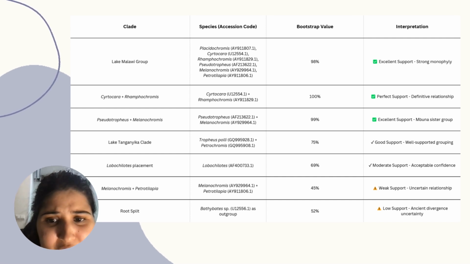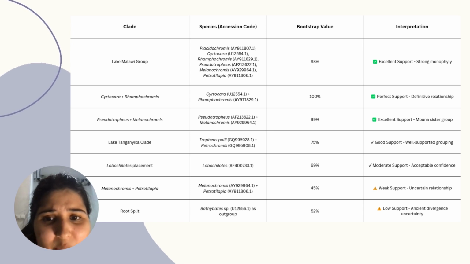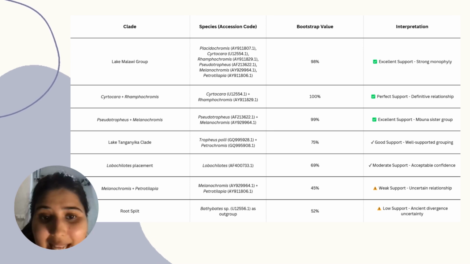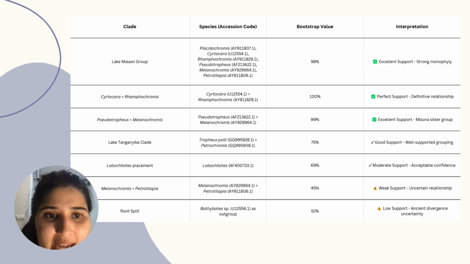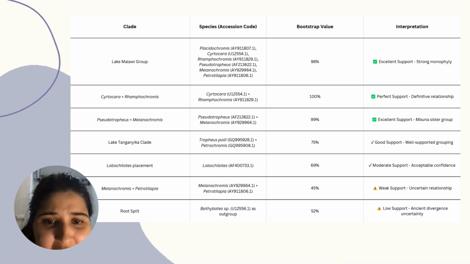Biological interpretation: what do these numbers tell us? The high bootstrap values in Lake Malawi underscore its recent and rapid adaptive radiation. In contrast, the more varied and sometimes lower support in Lake Tanganyika clades reflects the older and more complex evolutionary history of this ancient lake. Essentially, the further back in time, the more challenging it becomes to definitively resolve evolutionary relationships.